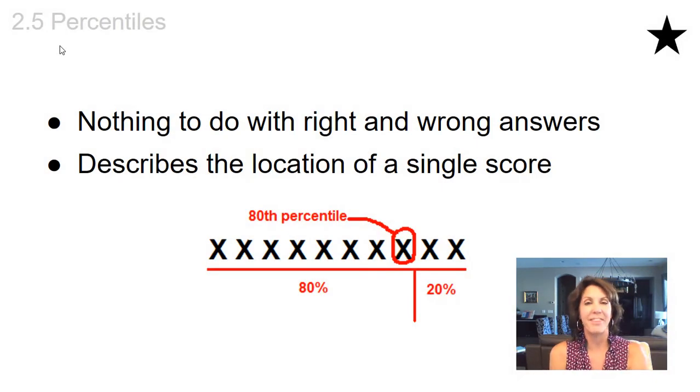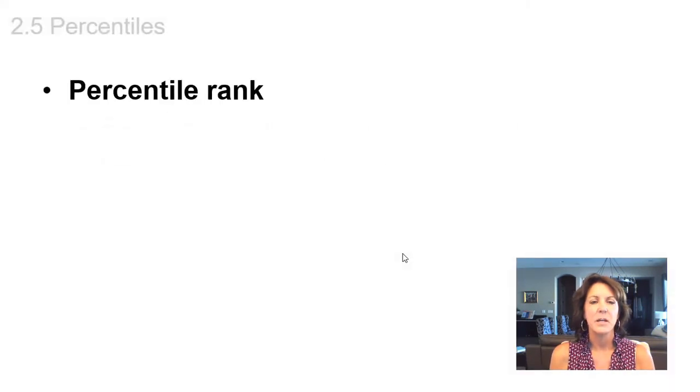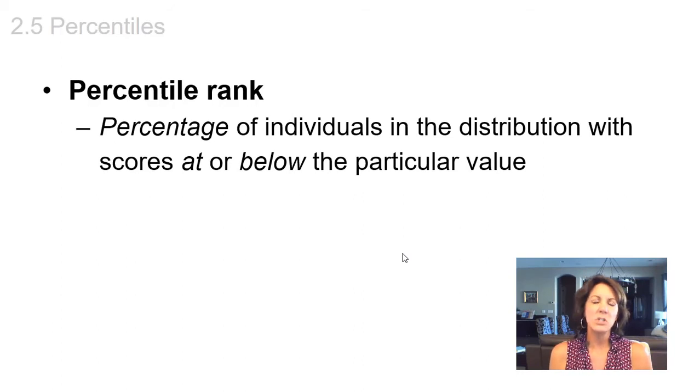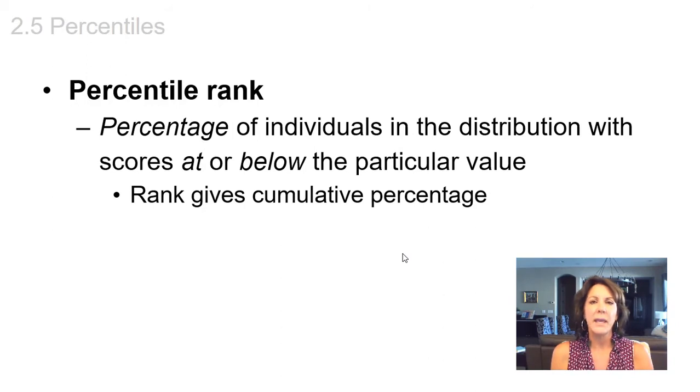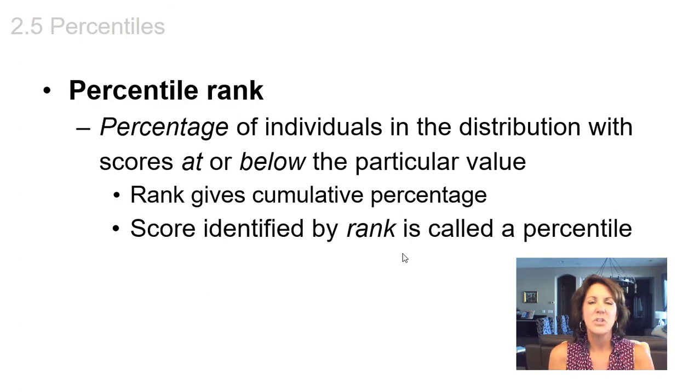So percentiles have nothing to do with actual right or wrong answers. It just shows where you are located relative to other people. It's a comparative score. So here's an example right here. This person is at the 80th percentile. That means 80% of the people scored at or below that same score. Percentile rank is the percentage of individuals in the distribution with scores at or below a particular value. The rank gives us what we call a cumulative percentage. We're going to be calculating some of these. The score identified by the rank is called the percentile.